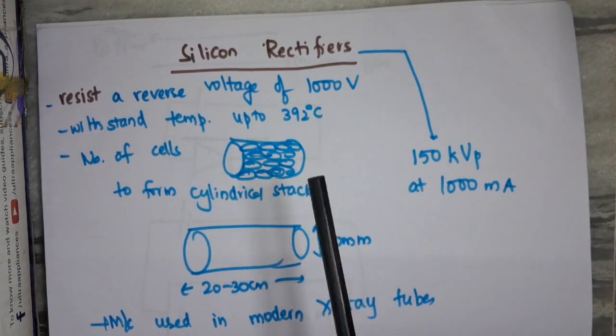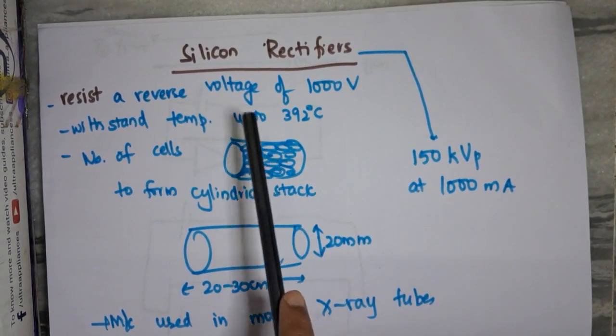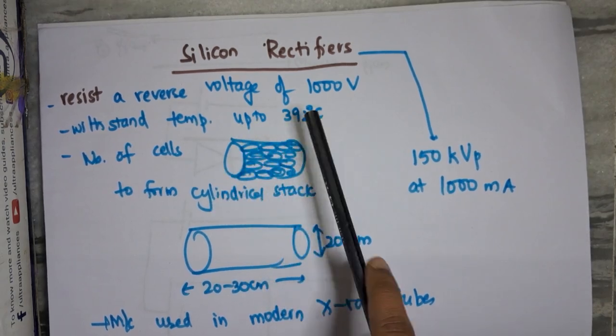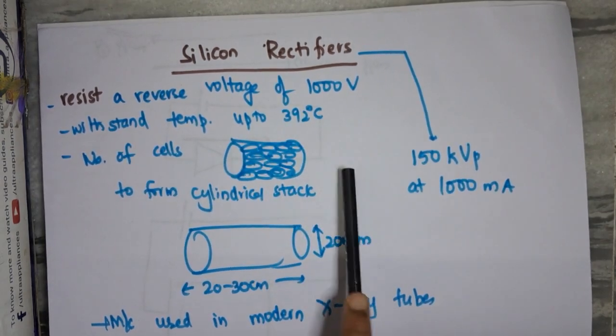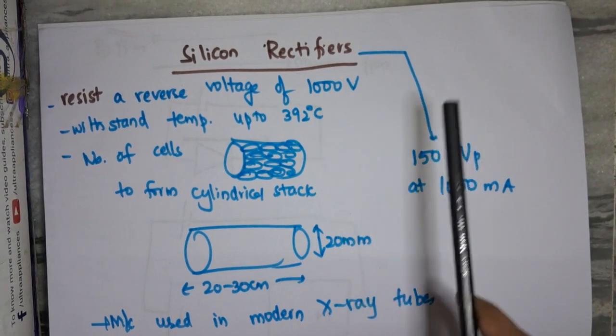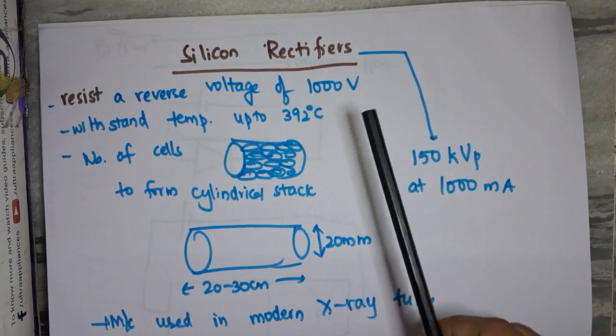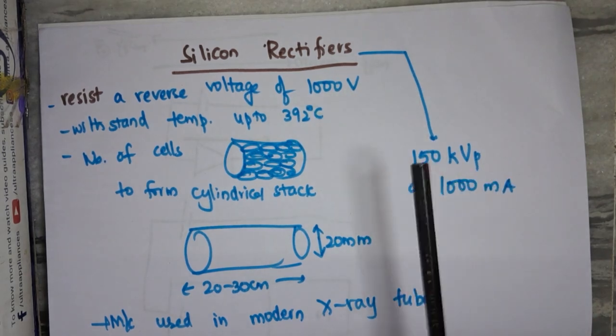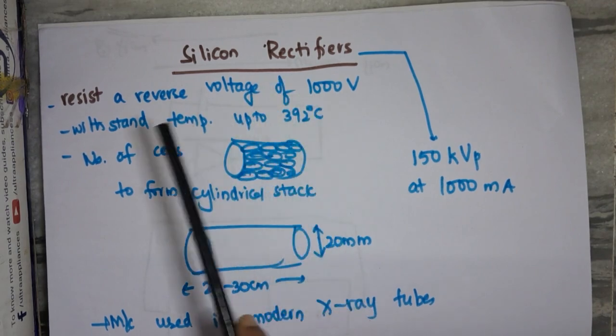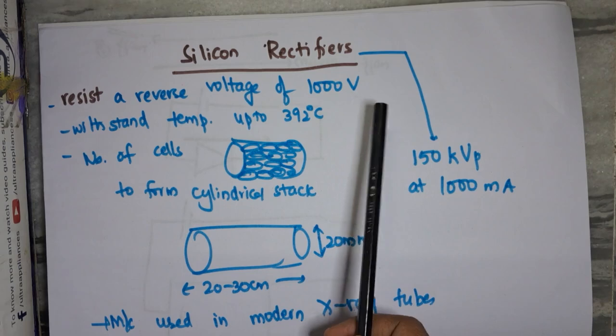A single silicon rectifier can resist a reverse voltage of almost 1000 volts. So this is almost 20 to 30 times more than the selenium rectifier. But we will learn about the advantages in a minute. Here, a silicon rectifier can resist a reverse voltage of 1000 volts.